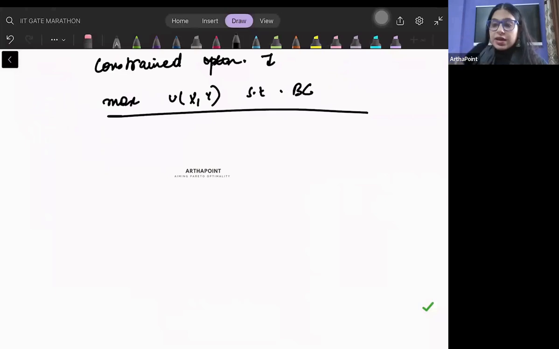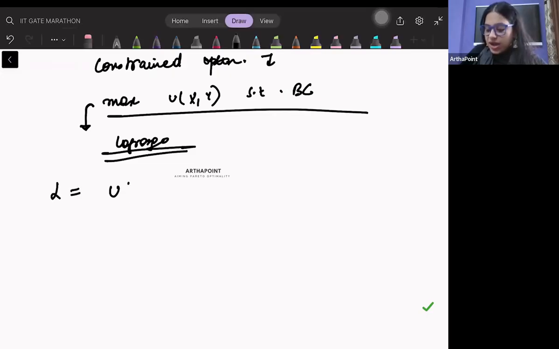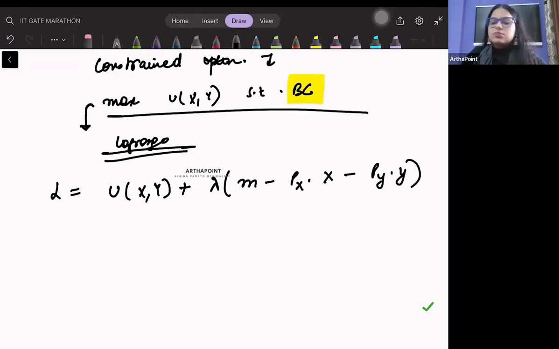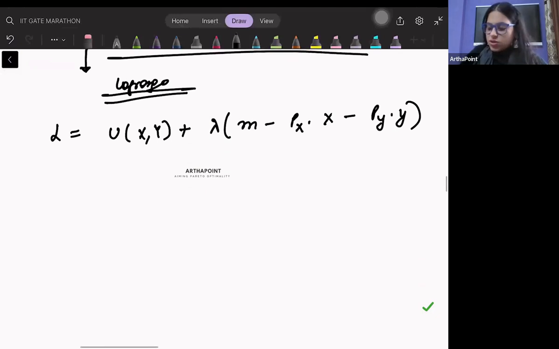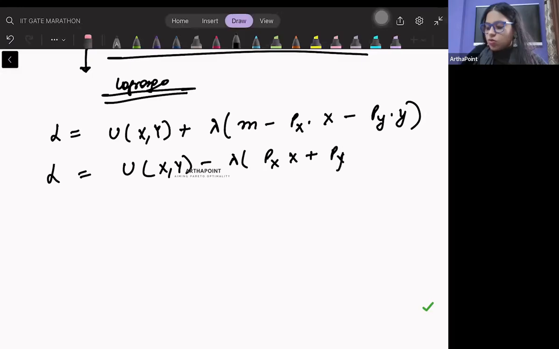Now, if I just want to write this in the form of a Lagrange, अगर मैं इसको Lagrange में लिखूं तो मैं कैसे लिख सकती हूँ? बच्चा, I will write L is equal to the objective function plus lambda, and then I will write the budget constraint. और जब मैं ये budget constraint लिखूंगी ना, how will I write this? I will write M minus Px into X minus Py into Y. This becomes my Lagrange. Some people will write Lagrange like this. This is also correct. दोनों method ठीक है. There is nothing wrong with this also.